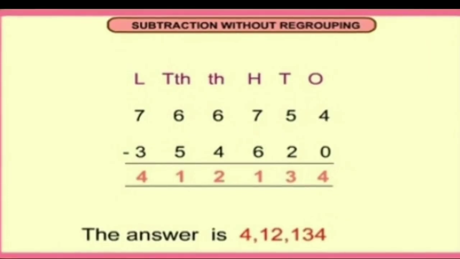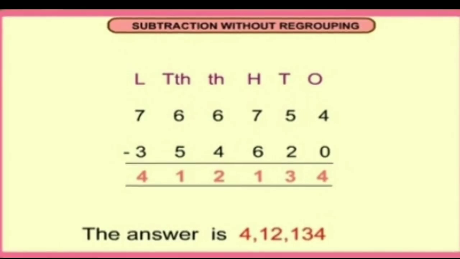Then in the 1000 period, 6 minus 4 is equal to 2. Then in the 10,000 period, that is 6 minus 5 is equal to 1. And at last in the lakhs period, that is 7 minus 3 is equal to 4.